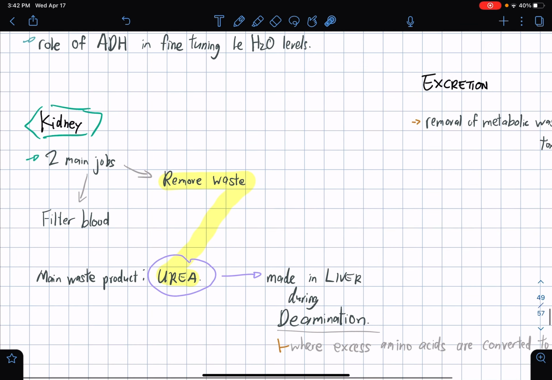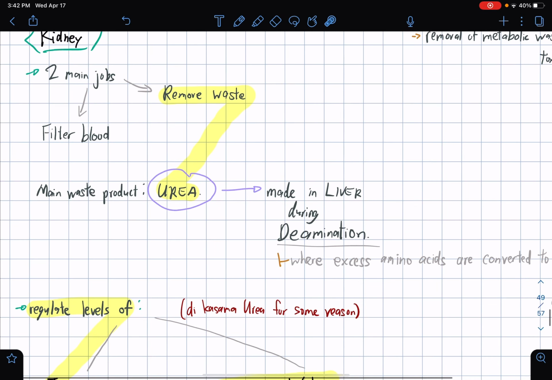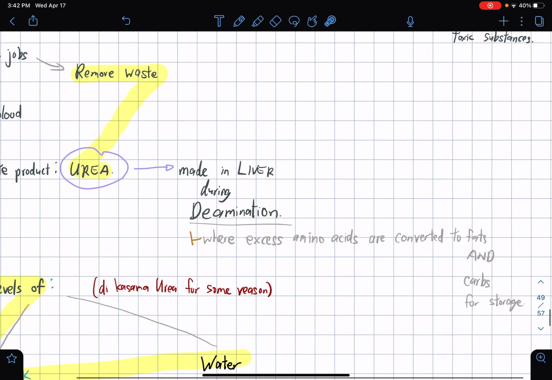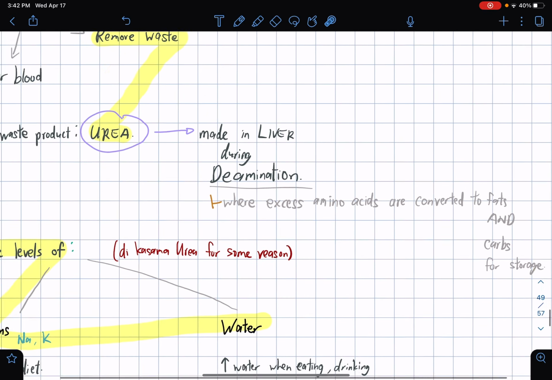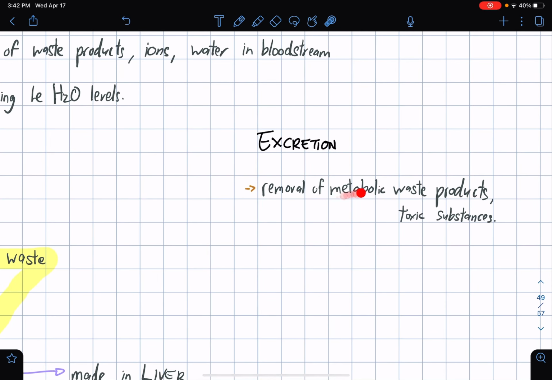So let's talk about the kidney. The kidney has two main jobs. One is to filter blood and the other is to remove waste. And in the removal of waste, this waste is called urea. It's the main waste product of the kidney, and it's made in the liver during the process called deamination. Deamination is where excess amino acids are converted into fats and carbohydrates for storage. So, excretion is the removal of metabolic waste products and toxic substances.